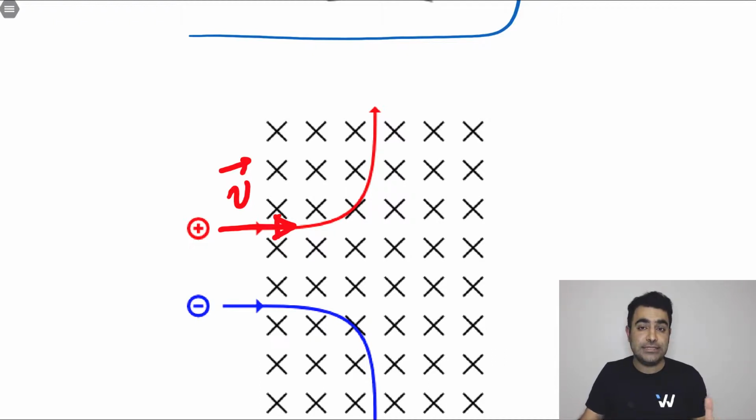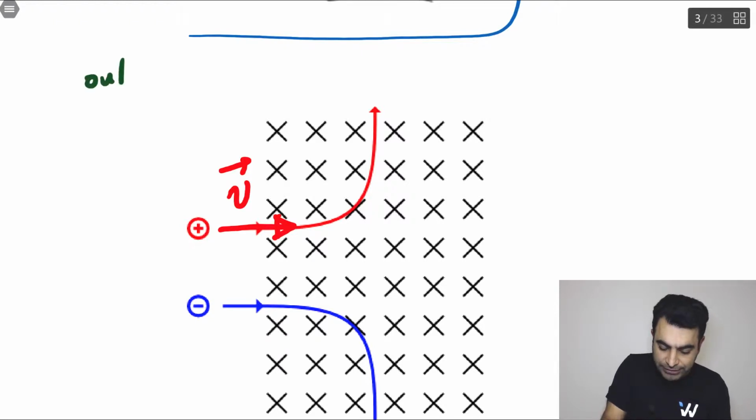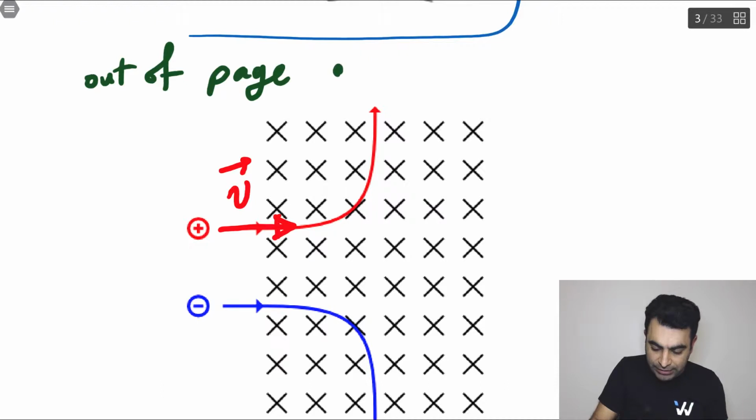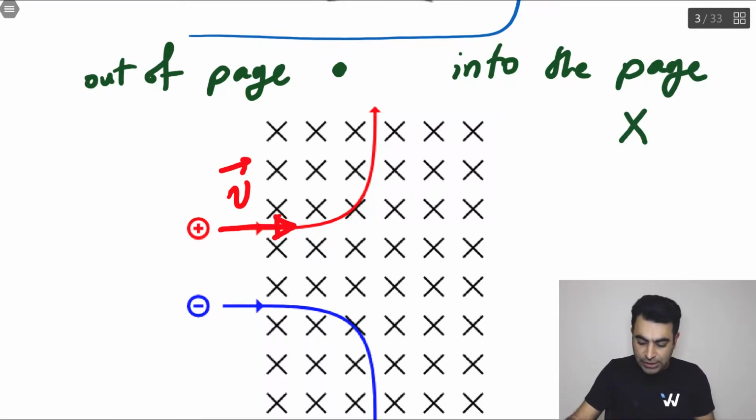Because the magnetic field itself is a vector, we can have the magnetic field pointing into the page or out of the page as well. So we have a certain notation for these magnetic fields. If the magnetic field is pointing out of the page, we're going to show it by a dot. And if it's pointing into the page, we're going to show the magnetic field by a cross. So because here we have crosses in the picture, it means that the magnetic field is pointing into the page.